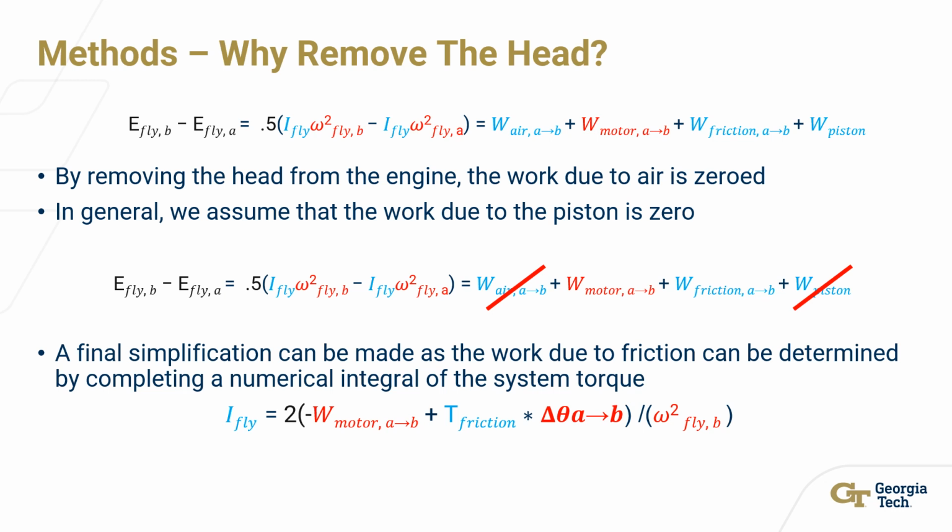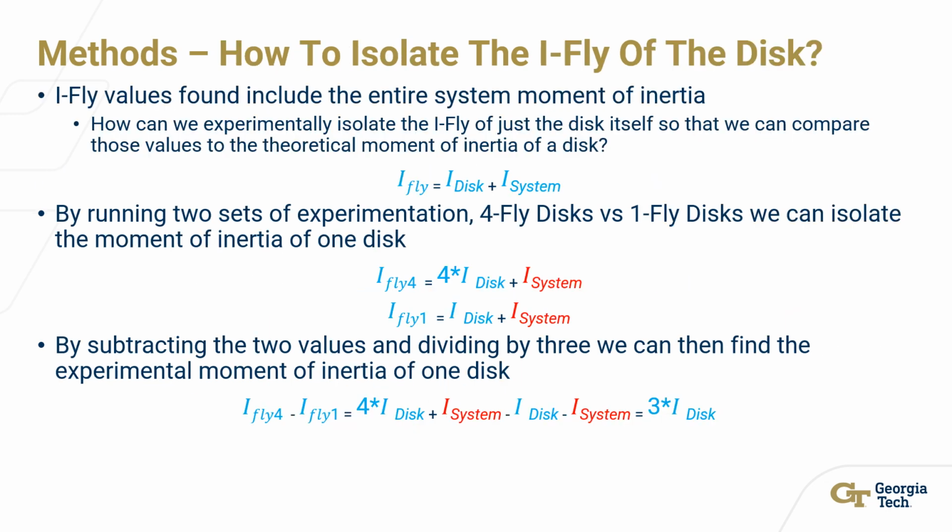It is important to note, however, that the I_fly found here is the I_fly of the entire system. So while this includes the I_fly of a single disk, it is not what the client wants. To isolate the moment of inertia of a single disk, two sets of data were taken. One data set with 4 disks on the flywheel, and another with 1 disk on the flywheel. While separate, these 2 points of data are not useful, but by subtracting them and dividing by the difference in disk count between the 2 runs, you will be left with the experimental moment of inertia of a single disk.